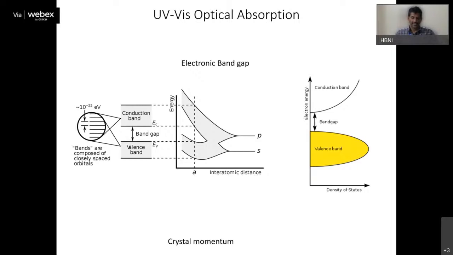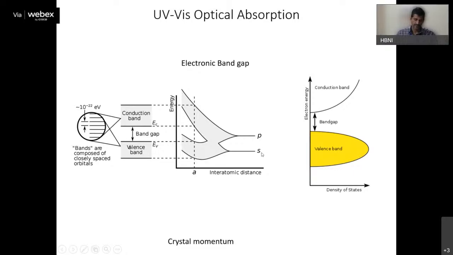Next, we come to optical absorption. Till now, we were probing vibrational modes or phonons in the system. If we want to investigate the electronic excitation or electronic properties of the system, then one has to use higher energy photons. Typically, this electronic excitation takes place in the UV visible spectrum.